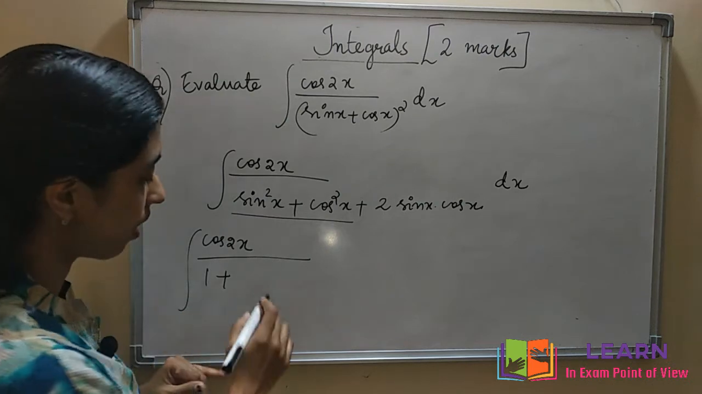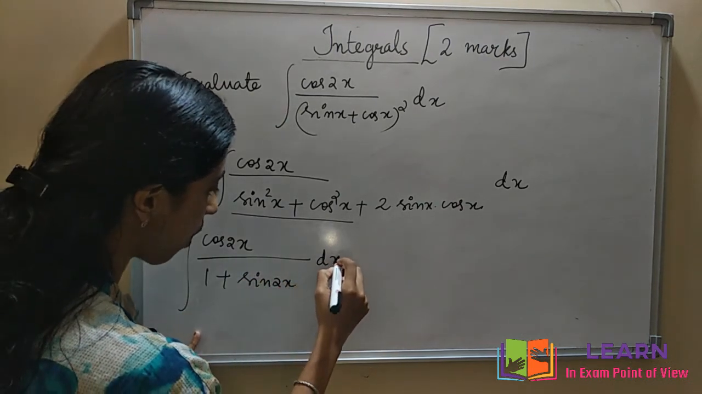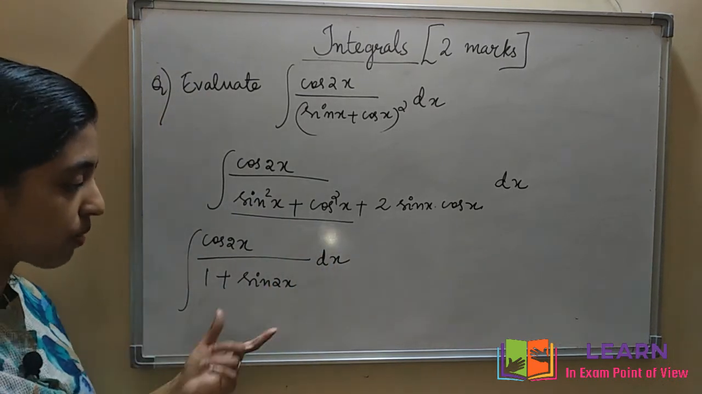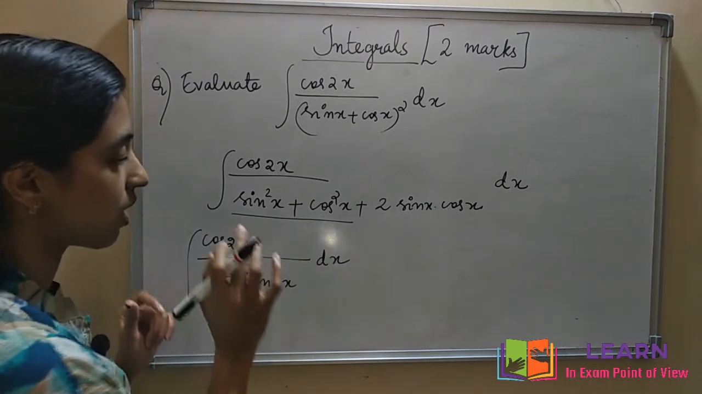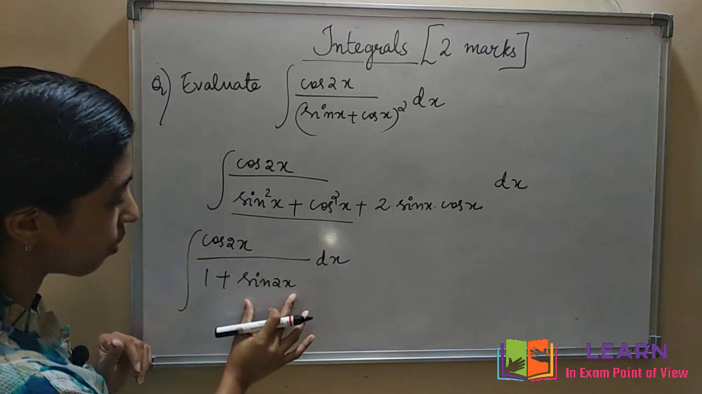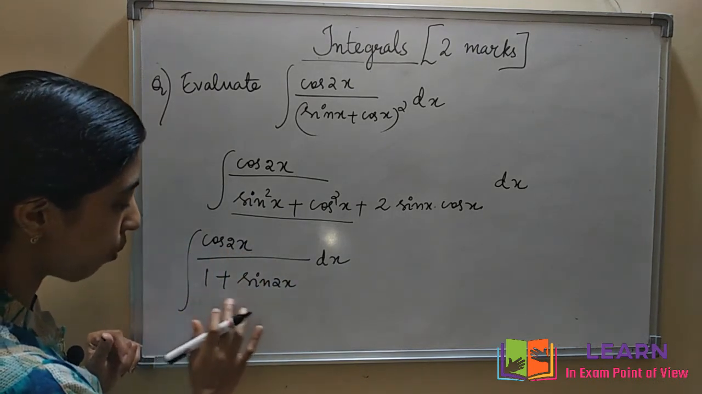Sin 2x. So sin 2x. Now we can substitute t. For the denominator we are going to substitute t, because on differentiating the part in the denominator, you should get the numerator. Sin 2x differentiation is what? Cos 2x.